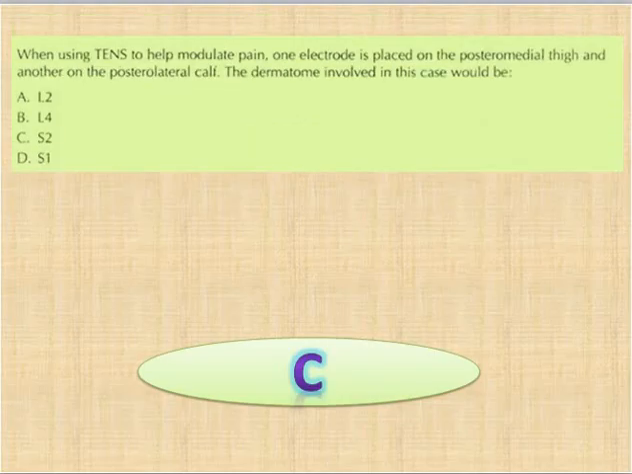Next है when using TENS, okay, to help modulate pain, one electrode is placed on the posteromedial thigh and the other on the posterolateral calf. Okay, the dermatome involved in this case would be option A L2, B L4, C S2, D S1, and the correct option is option C, S2.